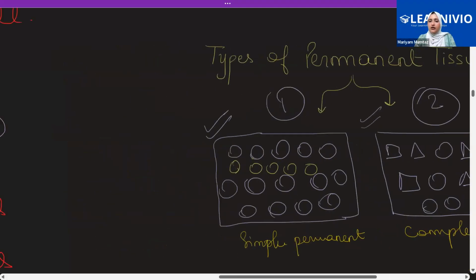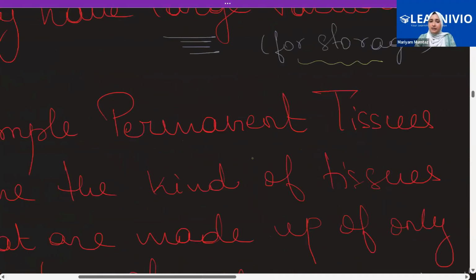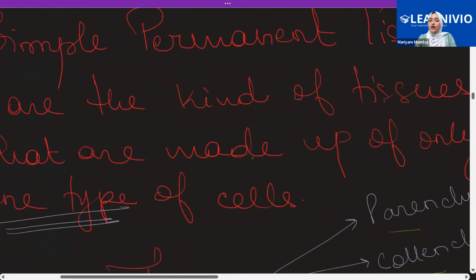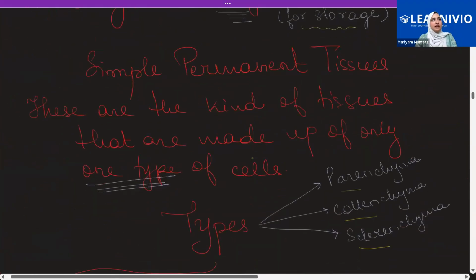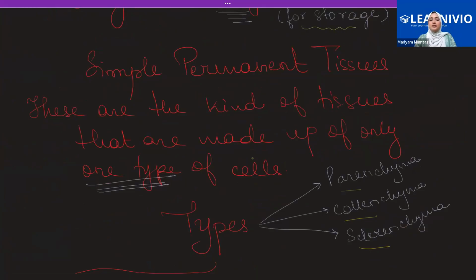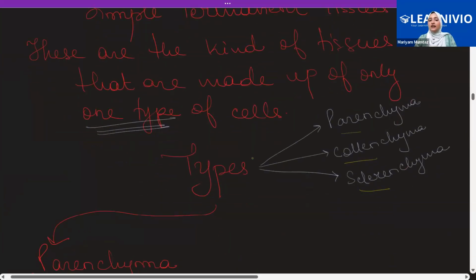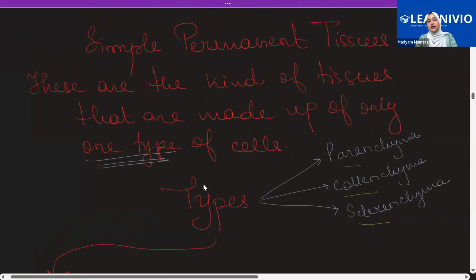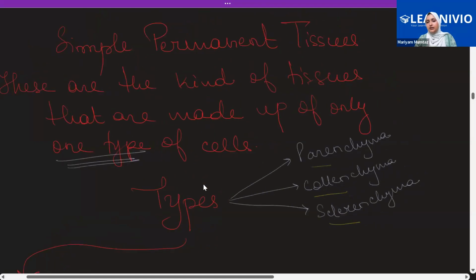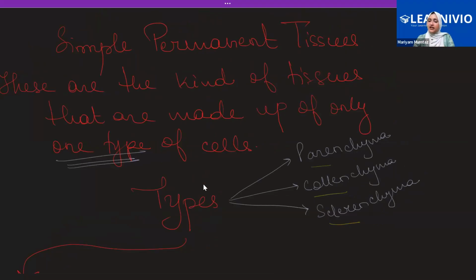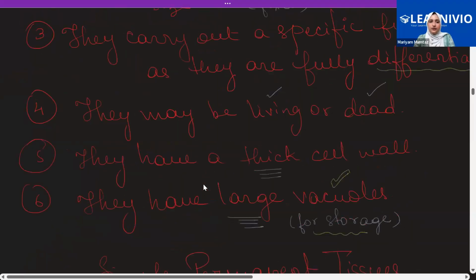Clear? So when we talk about the simple permanent tissue, it is a very simple arrangement. These are the kind of tissues that are made up of only one type of cells. Furthermore, the simple permanent tissues are of three types: parenchyma, collenchyma, and sclerenchyma. These are the three names. Is it clear? Yes, ma'am. All right. Okay, you note down till here.